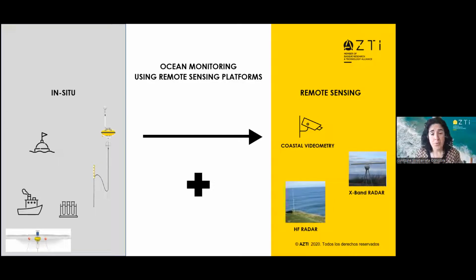So nowadays we have radars to monitor ocean waves and currents. We also use coastal videometry, and we can apply the same technology in different ways to obtain the information that we want. So today I will present you these three technologies: high frequency radar, X-band radar and coastal videometry, and some of the applications that we use them for. And at the end, I will show you a project that is focused on civil problems, where we have been capable of including the different in situ, remote sensing and modeling capabilities.